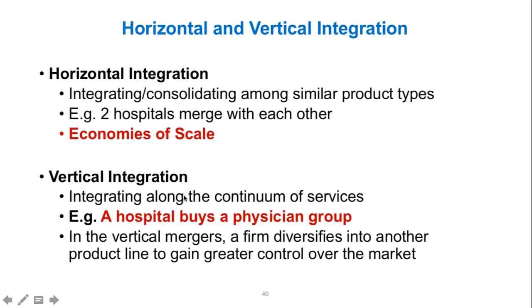Vertical integration is integrating along the continuum of services. For example, a hospital buys a physician group. This is called vertical integration. In vertical mergers, the firm diversifies into another product line, which gives them market power so they can control the market.